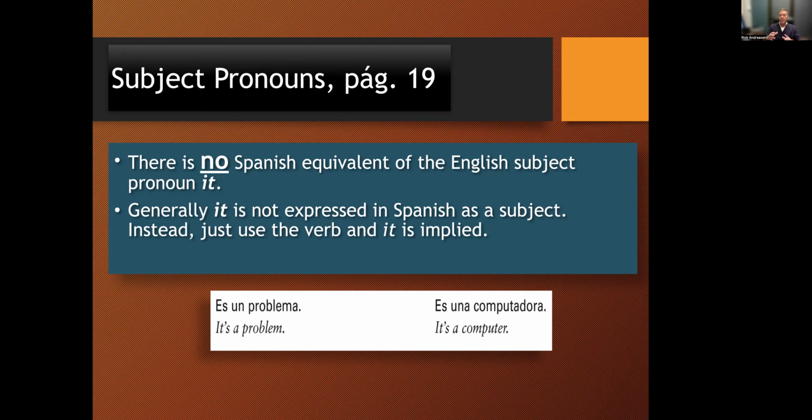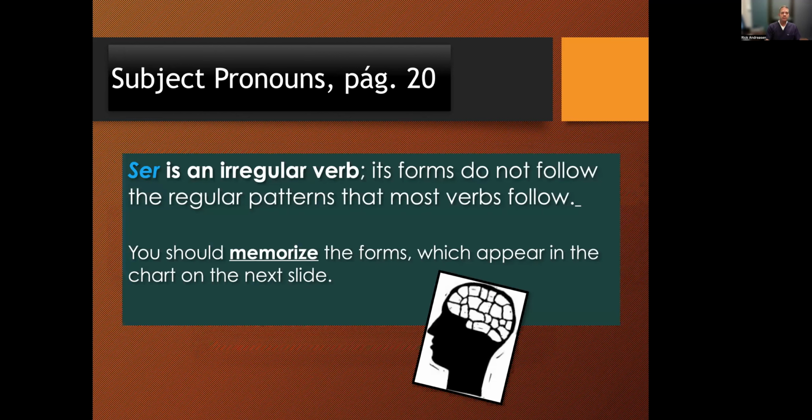Instead, just use a verb, and the it is implied. So, es un problema. Clases repitan, es un problema. It's a problem. Es una computadora. I mean, it's a computer. So we're not translating it as a subject pronoun. We'll get later to other pronouns when we do use a form of it, but not as a subject of a sentence. You just have just the verb.